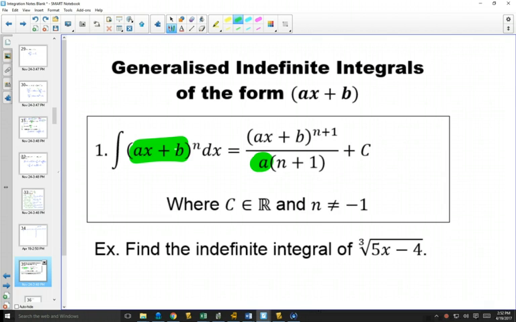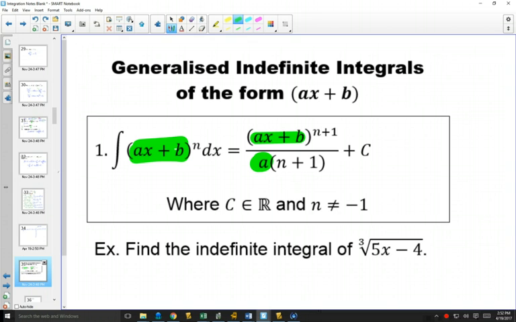Because in the derivative, you still are going to have the ax plus b in your answer, but the derivative of that would have a chain rule, which would multiply by a. So to get rid of that extra multiplying by a, we divide by a. And so this is the general power rule one.